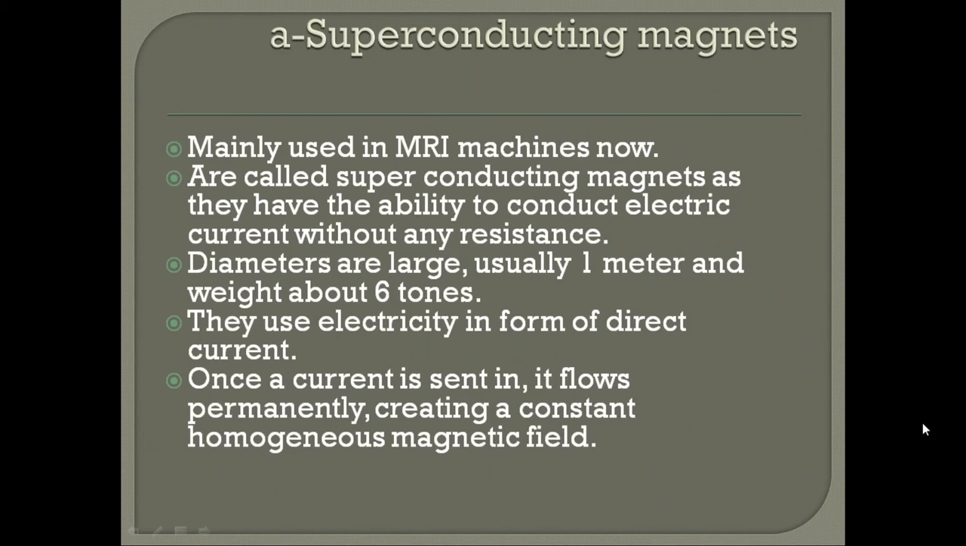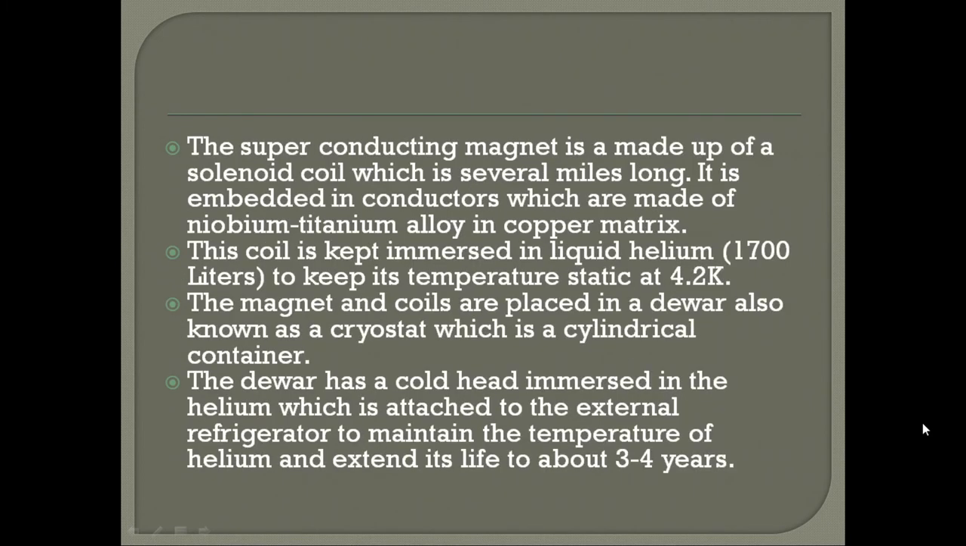They also use electricity in the form of a direct current. The superconducting magnet is made up of a solenoid coil, which is several miles long, and it is tightly packed together. It is embedded in the conductors, which are made up of niobium titanium alloy in a copper matrix. This coil is kept immersed in liquid helium to keep its temperature static at 4.2 kelvins. The magnet and the coils are then placed in a dewar, which is also known as a cryostat, which is a cylindrical container we talked about earlier in this video.